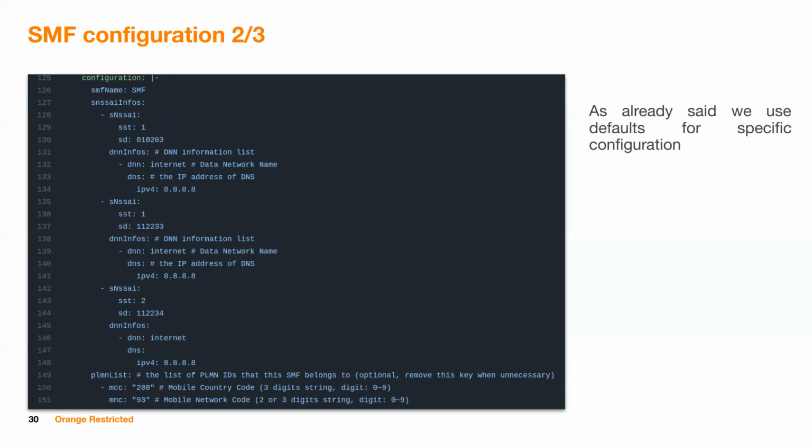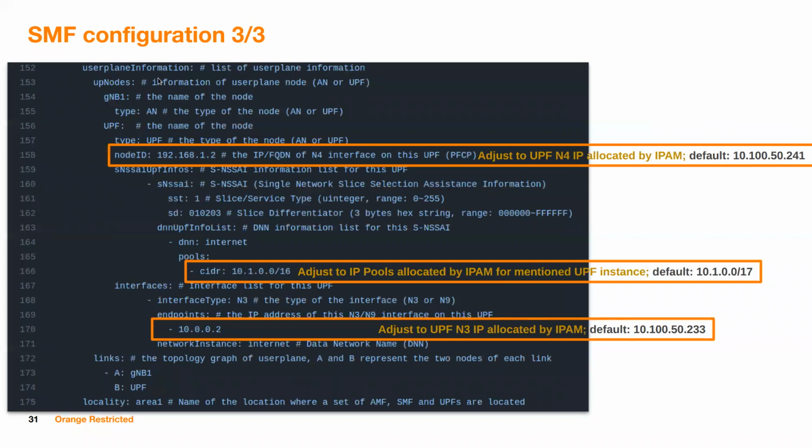Okay, so we will try to do it in 8 minutes. As I said at the beginning, we do not care about the specificities, so the SNSSAI, DNN, etc., we can leave as they are. Other components, for example IMF, are configured in the same way, so we can skip that. The most important part is the user plane information, where we define user plane nodes. Here we can define more than one gNodeB, for example. Here you can see only one gNodeB and only one UPF.